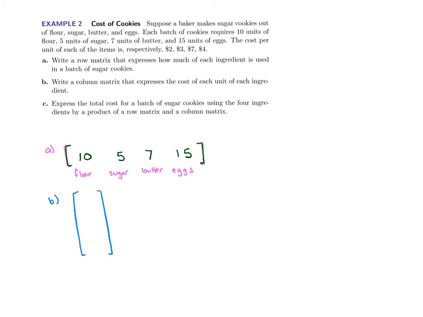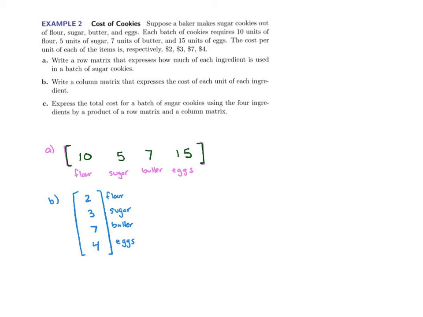And that's going to represent the cost of each unit of ingredients. So we'll have the cost of flour, sugar, butter, and eggs. We want to keep them in the same order that we kept them in before. And then I'll list out the costs: $2, $3, $7, and $4.